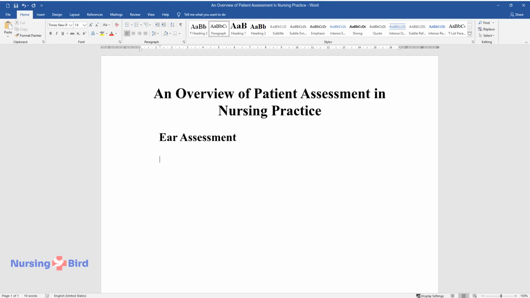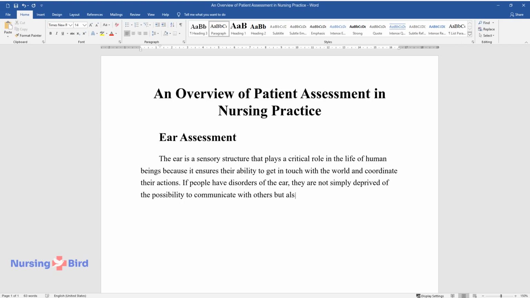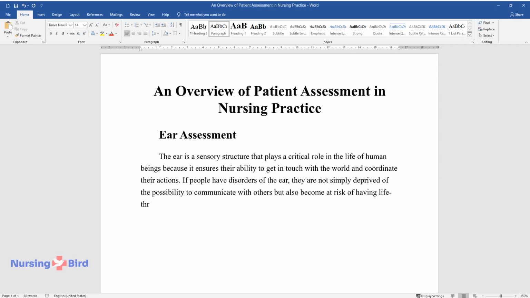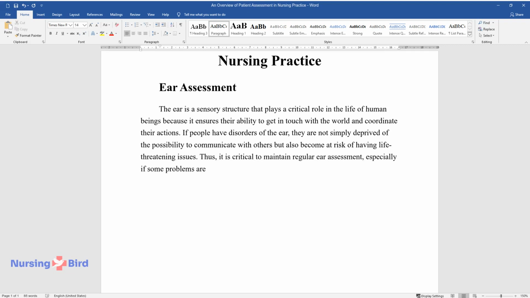Ear assessment. The ear is a sensory structure that plays a critical role in the life of human beings because it ensures their ability to get in touch with the world and coordinate their actions. If people have disorders of the ear, they are not simply deprived of the possibility to communicate with others but also become at risk of having life-threatening issues. Thus, it is critical to maintain regular ear assessment, especially if some problems are already noticed.